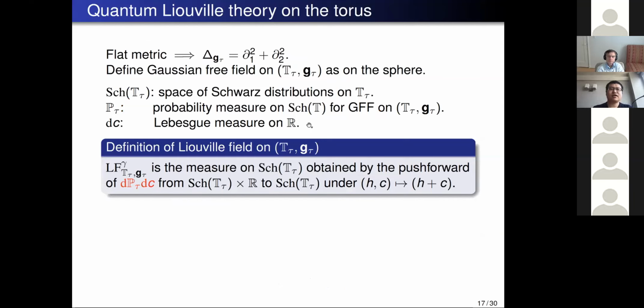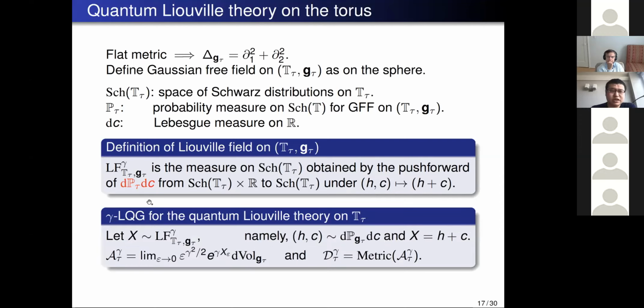Okay. So now the quantum Liouville theory on the torus is defined very similarly to the sphere case. Here, since we have a flat metric, the Laplacian operator is simply the regular Laplacian operator, and we can define the Gaussian free field similarly. And then we consider this probability measure corresponding to the Gaussian free field, and the Lebesgue measure on the real line. And then this Liouville field on the torus is also just the push forward of this product measure. And we can similarly define the random geometry corresponding to quantum Liouville theory, which is the gamma Liouville quantum gravity.